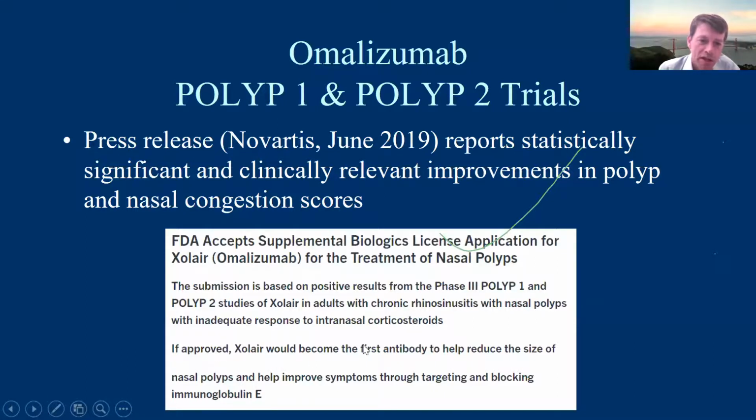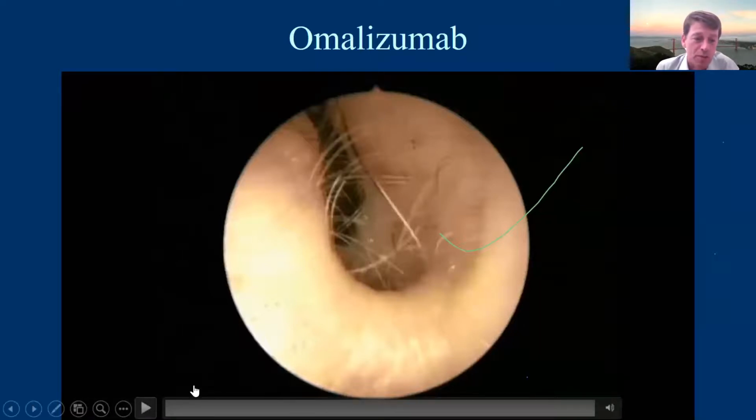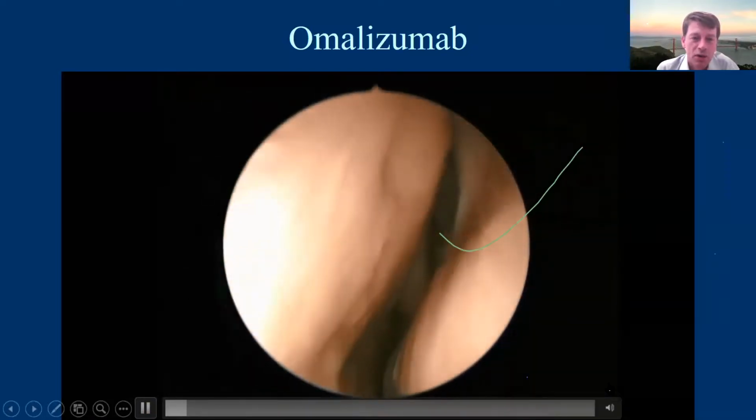If approved, Xolair would become the first antibody to help reduce the size of nasal polyps through targeting and blocking of immunoglobulin E. Again, this was the press release put out by the company. There is another antibody treatment that uses a different mechanism that is currently approved for treatment of polyps, and that's dupilumab, which we'll talk about shortly. In general, our clinical experience with this medication at this point has been limited to patients with asthma who are receiving omalizumab as a part of their asthma treatment, but we can also see how it impacts their chronic sinus disease and polyps.